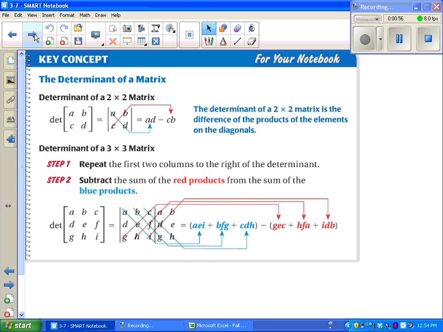This is telling us how to find a determinant. On a 2x2 matrix, it's pretty simple. All you have to do is multiply diagonally a times d, and then subtract c times b.